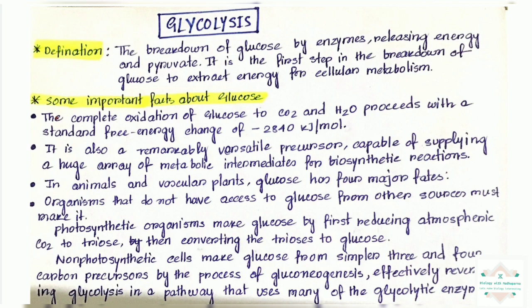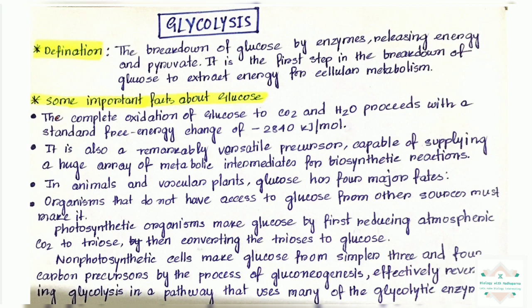The next fact is that in animals and vascular plants, glucose has four major fates. After one more fact, we will be discussing what the fates or major parts of glucose and its utilization are. Our last fact is that organisms that do not have access to glucose from other sources must make it. What are the examples of that? Which organisms are these, and how do they make glucose? We will study that in a little bit so we can have a better idea.